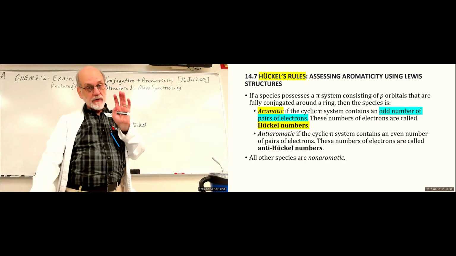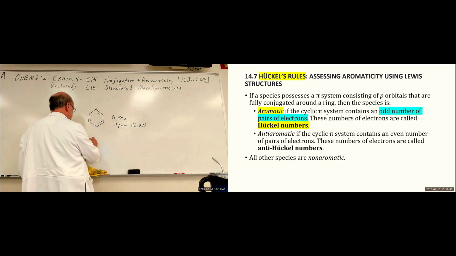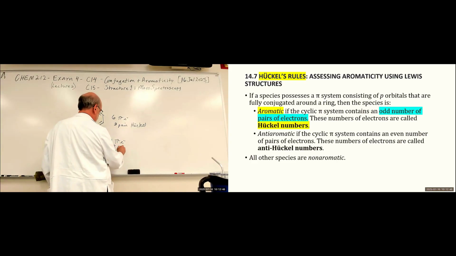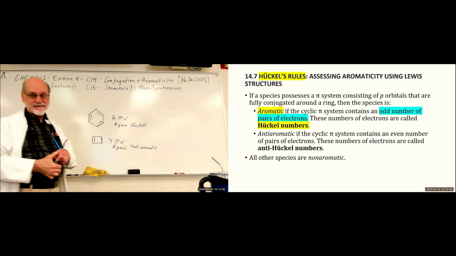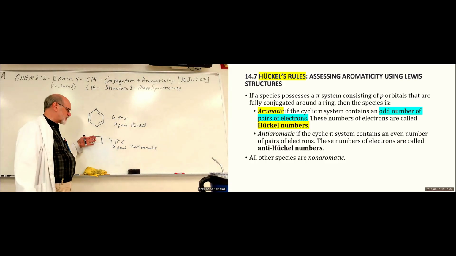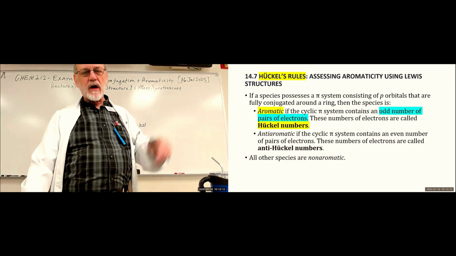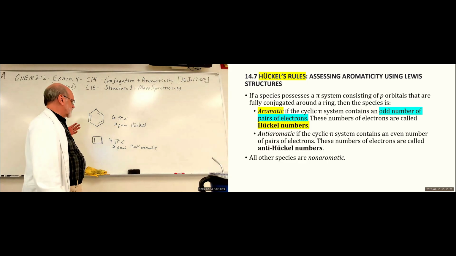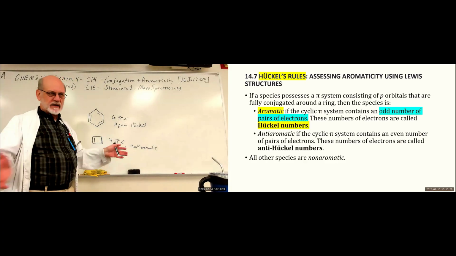Anti-aromatics are also cyclic pi systems. They contain an even number of pairs of electrons. So when we looked at cyclobutadiene, we had four pi electrons. That's two pairs. That's anti-aromatic. So it satisfies the planar requirement and the cyclic requirement, but it fails with the numbers to be aromatic, so it's anti-aromatic. All others are non-aromatic. In order to be non-aromatic, you need something that breaks one of those three rules. If it's not cyclic, then it has to be non-aromatic. If it's not planar, it has to be non-aromatic.